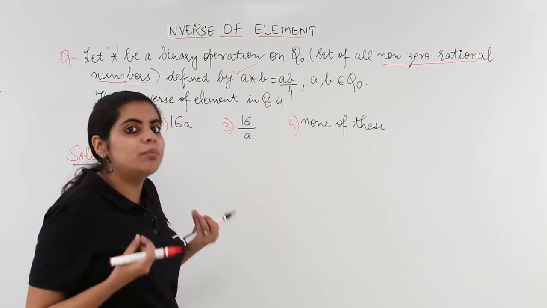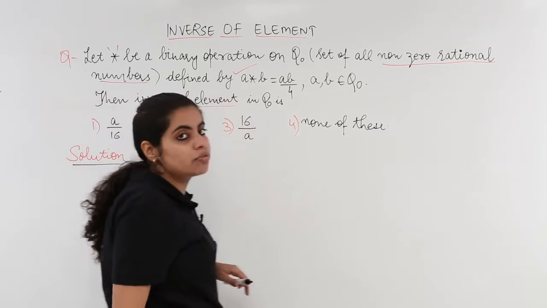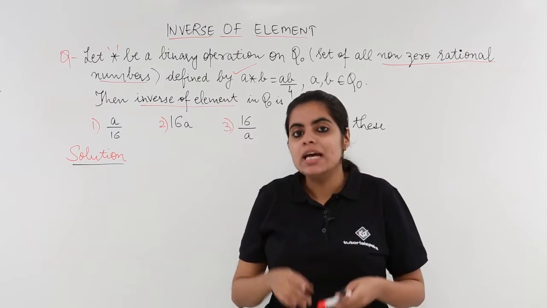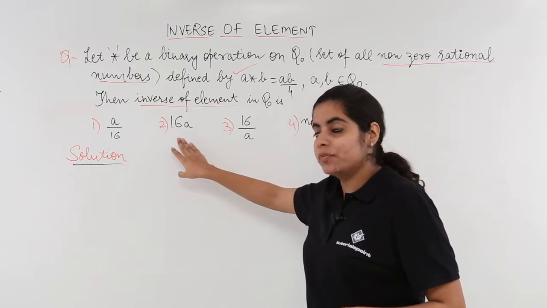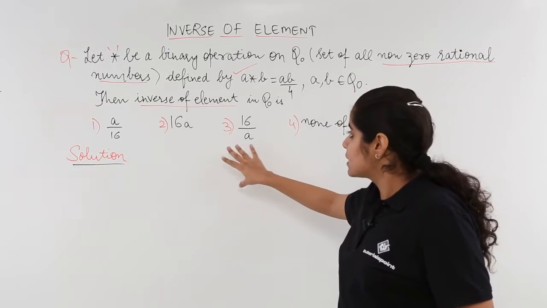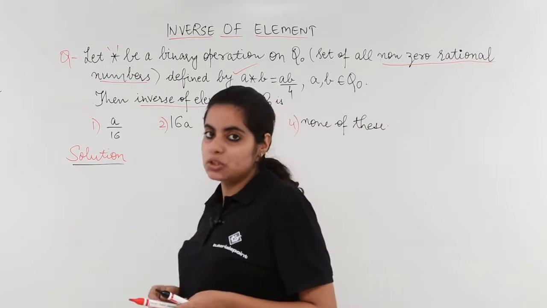What is required by me to solve? I am required to find the inverse of the element A in Q0. There are 4 options given to me, as you can read: A upon 16, 16 upon A, 16A, and none of these. That means none of these 3.